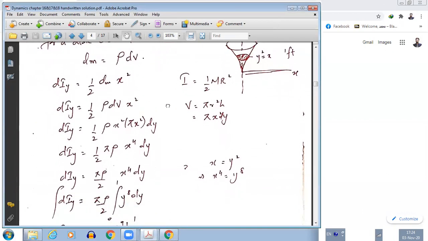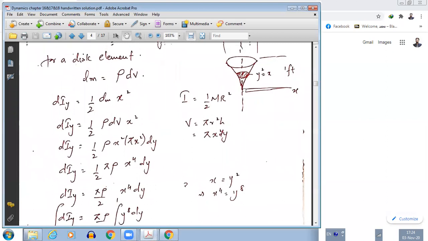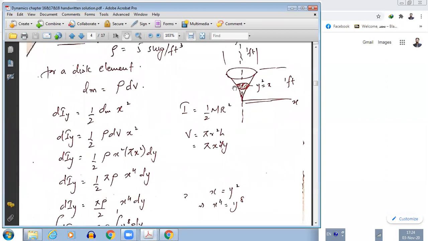And here it was possible because this was a continuous body, and so it could not be divided into discrete simple components, and we know the equation of y as a function of x or x as a function of y. That's why we were able to do it.